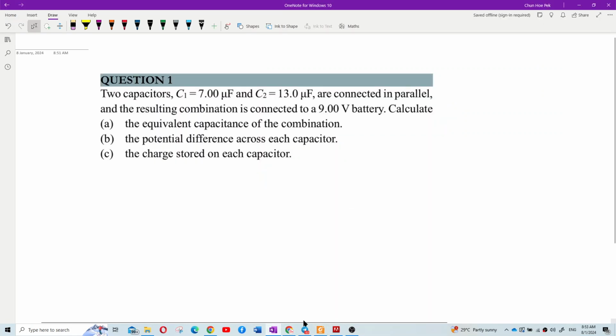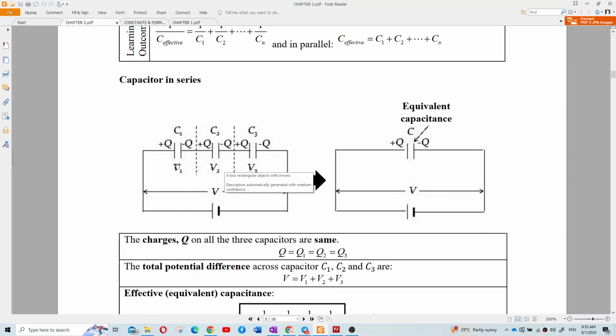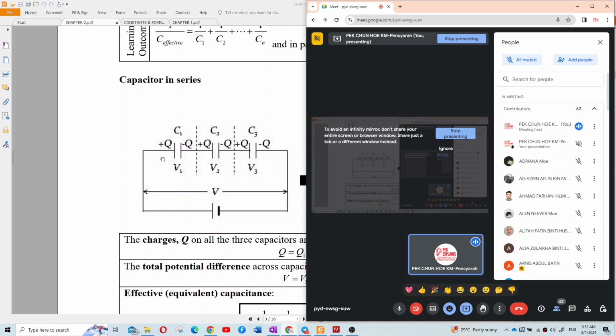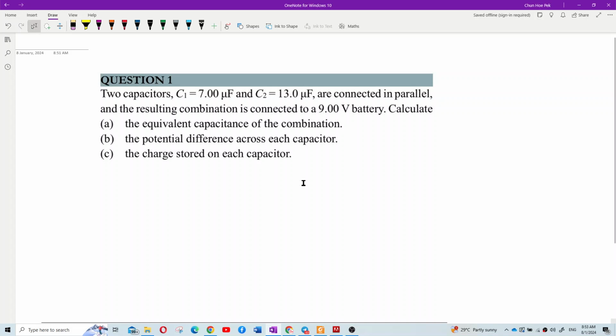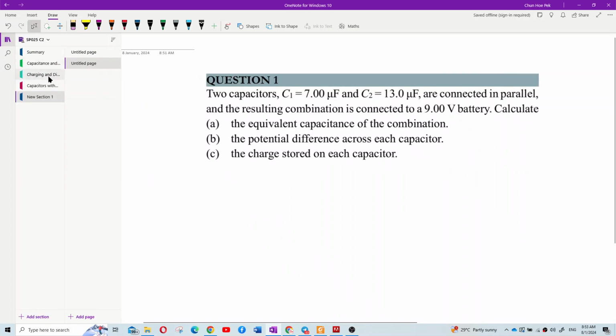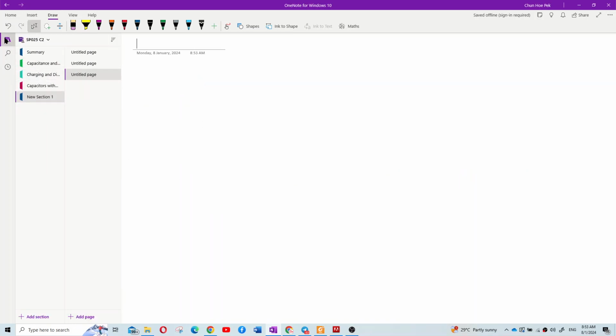Sorry, I'm talking about... Do you remember last time in SPM, you used a resistor instead of a capacitor? You still remember? Just now I cannot see your thumbs. Now only I can see. Okay.